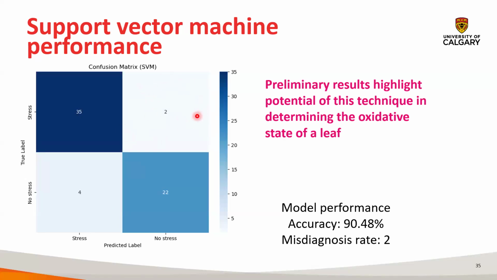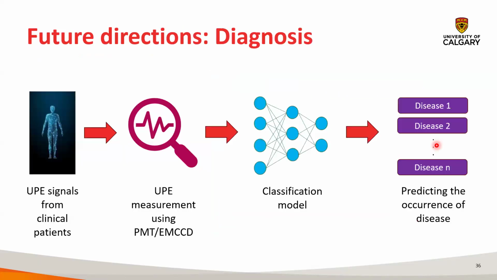And this element here, where the predicted label is no stress, but it's actually stress, we call this a false positive. And the algorithm is designed to minimize the occurrences of this because it's obviously detrimental to misdiagnose anything that's stressed as healthy and not deal with the situation, potentially making it worse. So we are trying to minimize those instances. And what's encouraging is that these preliminary results show that this technique could serve some potential in determining the oxidative landscape of a leaf.